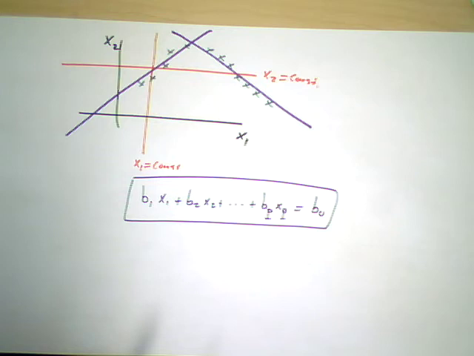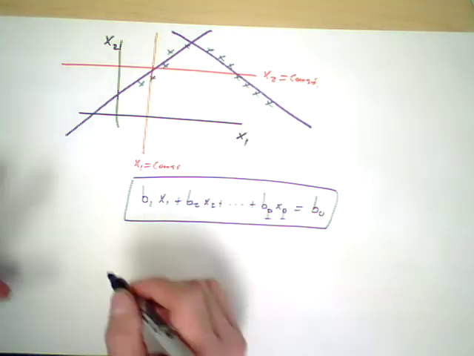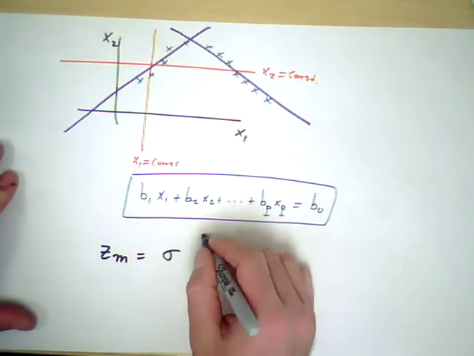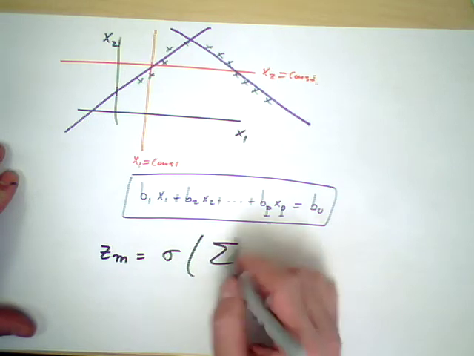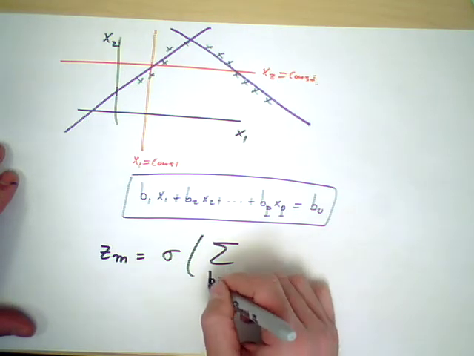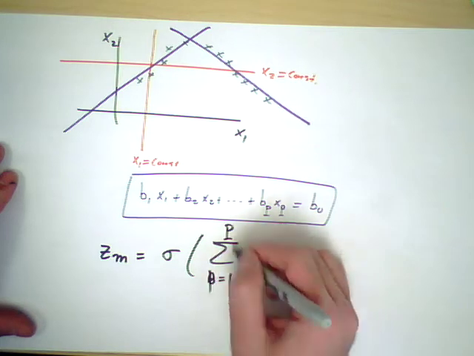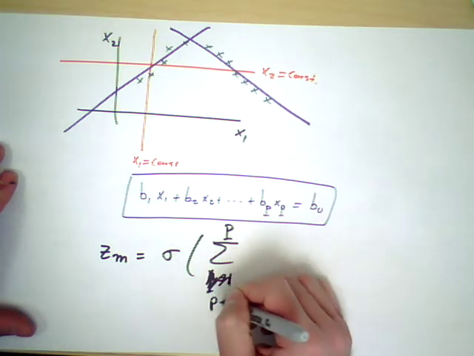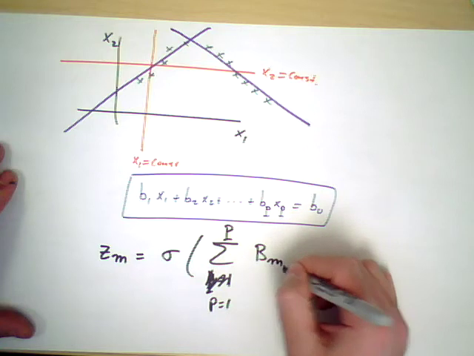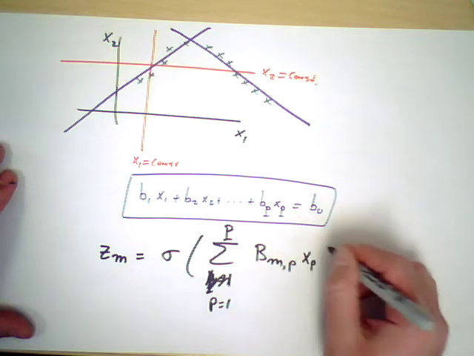That's, after all, the standard equation of a hyperplane. So, think back to the previous slide. We said that we want z_m to be sigma of a sum of little p equals 1 to capital P of B_mp x_p.